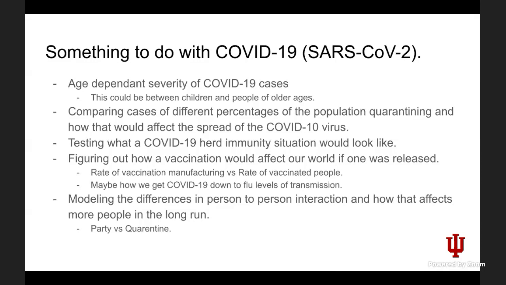And then the other one that I thought of was modeling the differences in person-to-person interactions. So if someone went to a party or if someone decided to stay in quarantine, what would that look like?